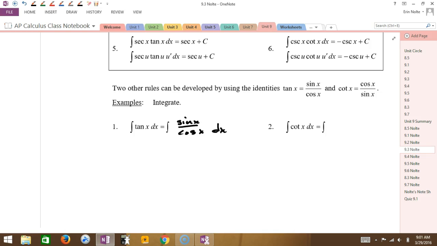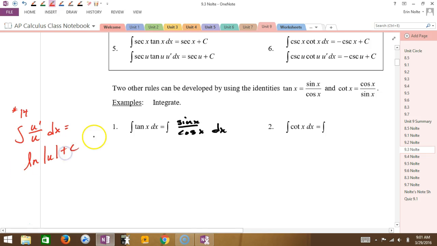You see this sheet that I gave you from chapter 7? This is going to come back. This stuff is never going to go away. If you don't have it with you, I'm going to write it down for you. This is rule number 14: the integral of the derivative of u over u is equal to the natural log of the absolute value of u plus c.